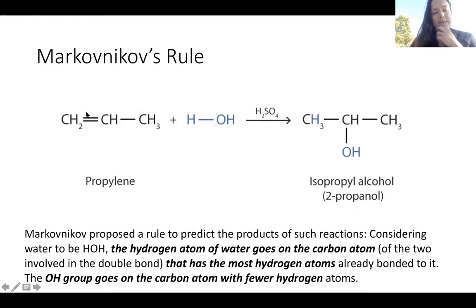If we look at this molecule, propylene, we can see here's a double bond. This is one of the carbons involved. This is the other carbon involved. This carbon has 2 hydrogens. This carbon only has 1.